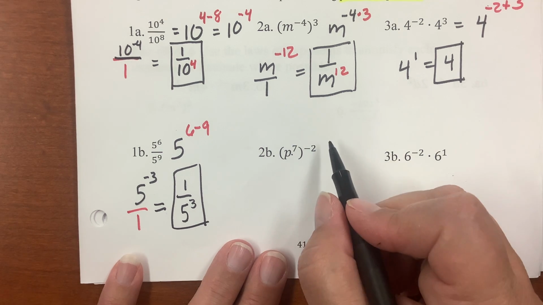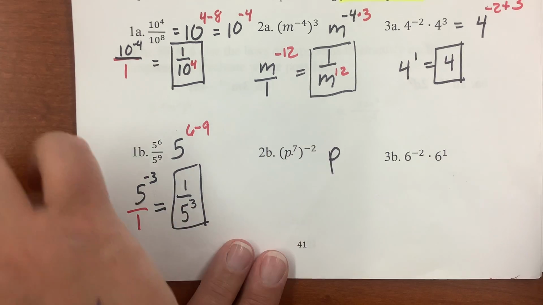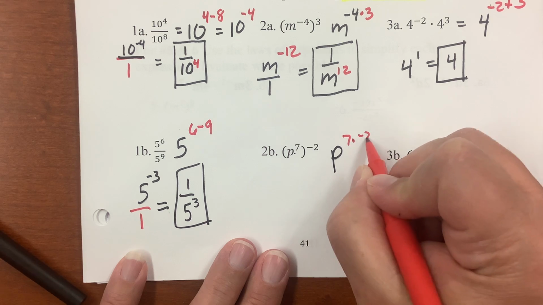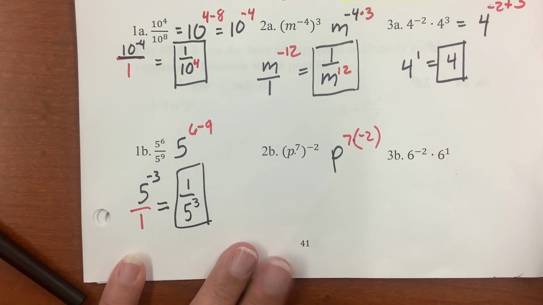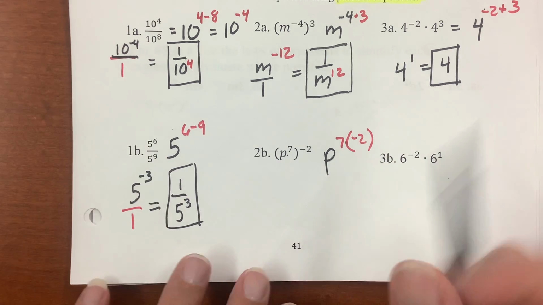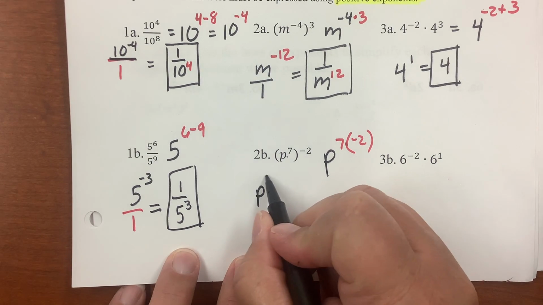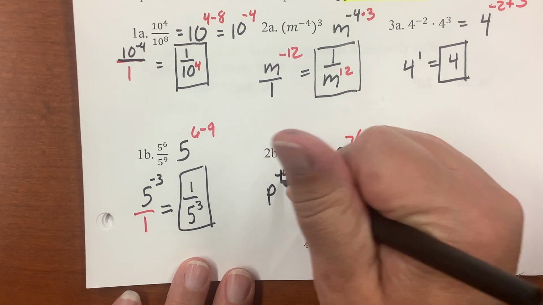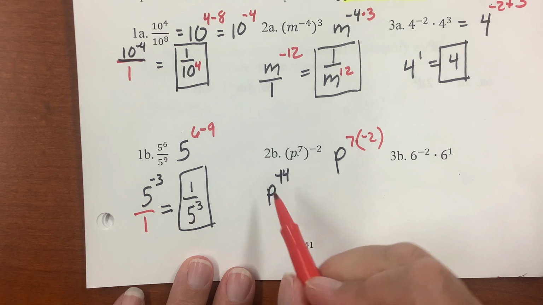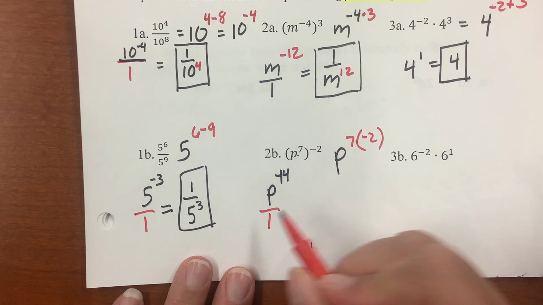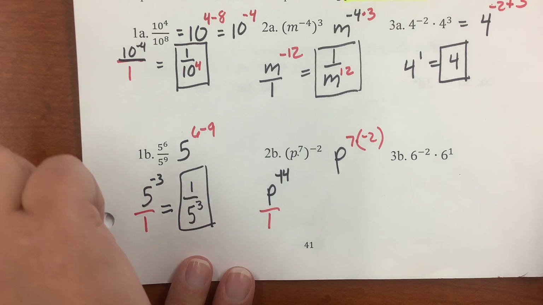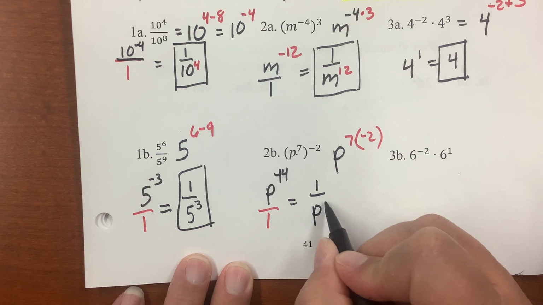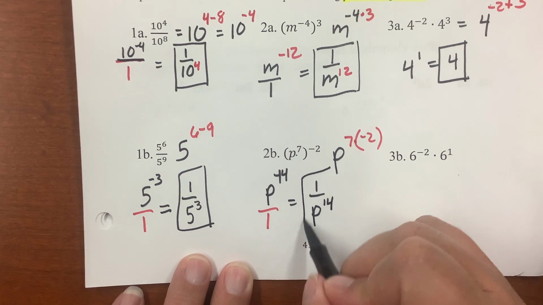Power to a power is the power rule. Keep the base, multiply the exponents. 7 times negative 2. Actually, I'll put that in parentheses. 7 times negative 2. So you get p to the negative 14. Did I just write a 4? Yes, I did. Negative 14. So as soon as I see that negative exponent over 1, and I flip for those negative exponents, you get 1 over p to the positive 14th.